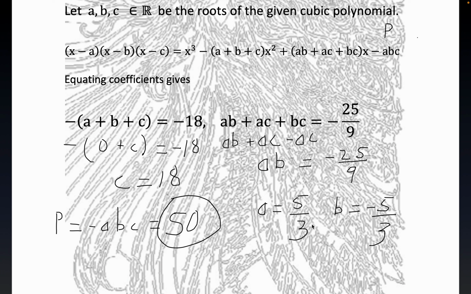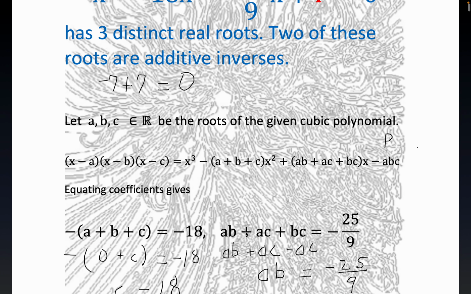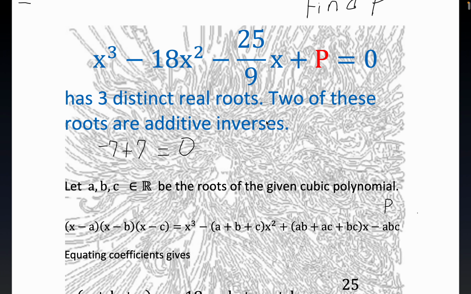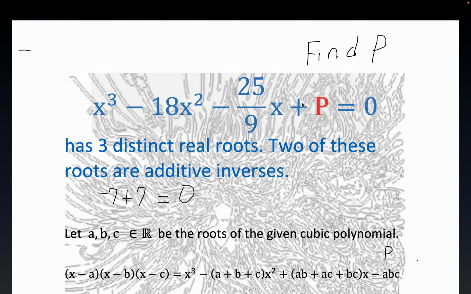5 times 5 is 25. And then 18 divided by 9 is 2. So you end up with 50 here. So that's our solution, folks. P is equal to 50. That's an example of Vieta's formula combined with just this simple notion of additive inverses. Okay, so let's write this down. P is equal to 50.